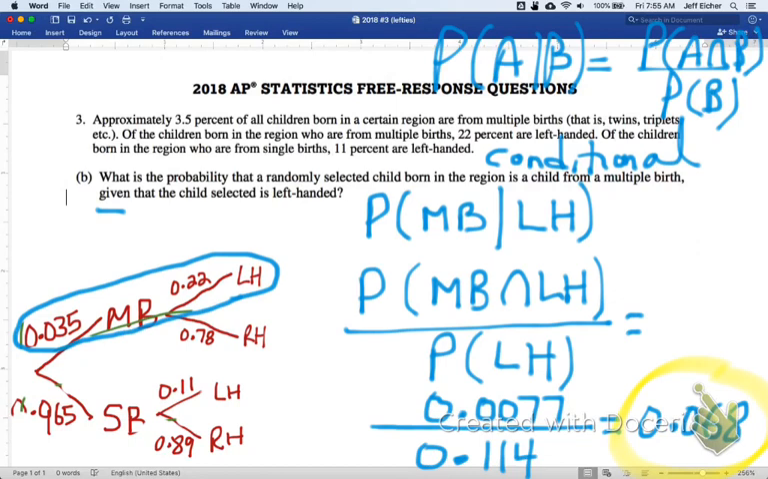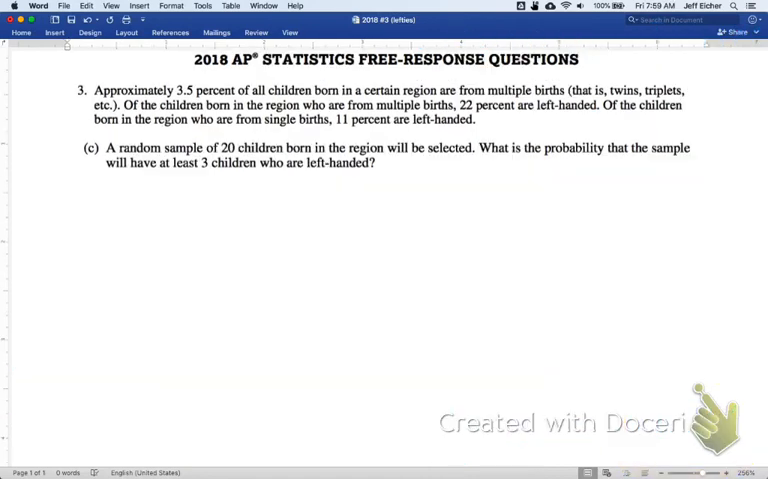So in A, we had a union of two probabilities, the multiple birth left-handed or the single birth left-handed. And then in part B, we have a conditional probability. And then next in part C, we have a binomial probability. So let's check out part C. Part C, a random sample of 20 students born in the region will be selected. What is the probability that the sample will have at least 3 who are left-handed?